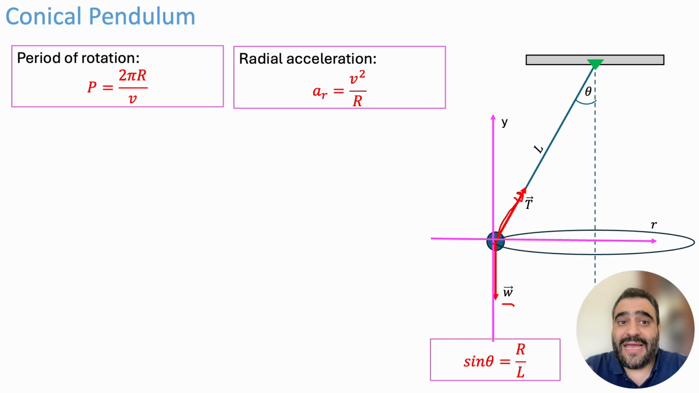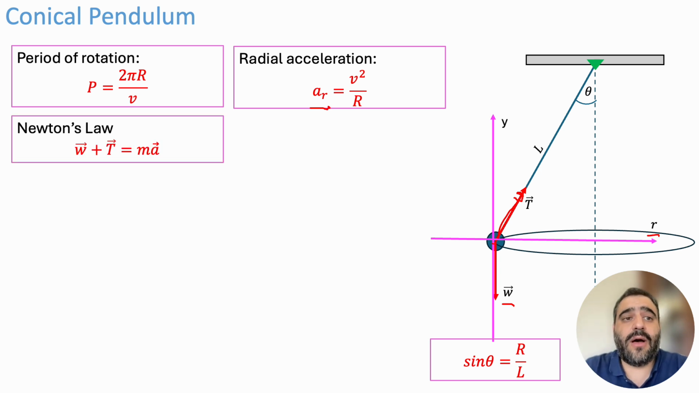So now our radial acceleration is in the positive r direction, so I can get rid of the absolute value here. I wrote a_r equal to v squared over r. It's positive because the acceleration is toward the center. Now I write Newton's law. Newton's law says that W plus T equals m a.